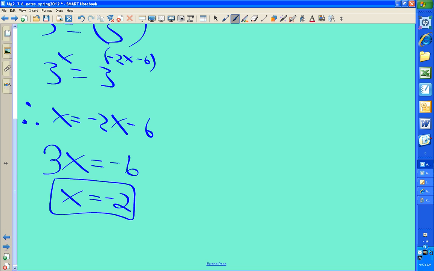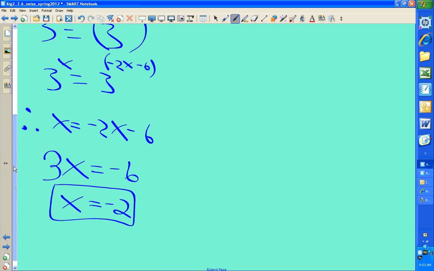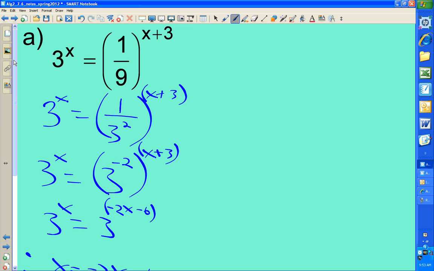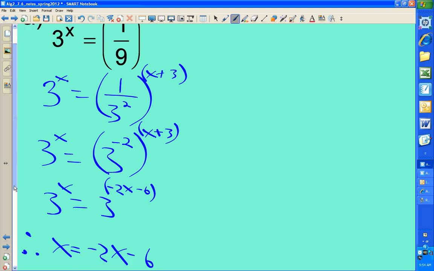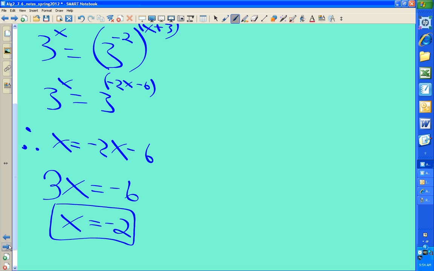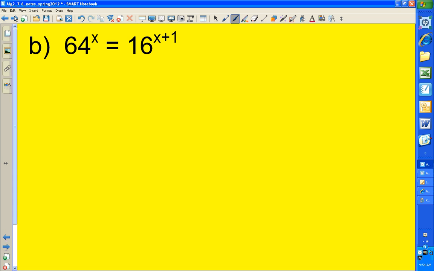The key here is that all the way back at the beginning, you see this 3 to a power, and you see the 1/9 as being able to be rewritten as 3 to a power. It's all about getting the same base. Any questions on this example? Try this one. See if you can get the same base.